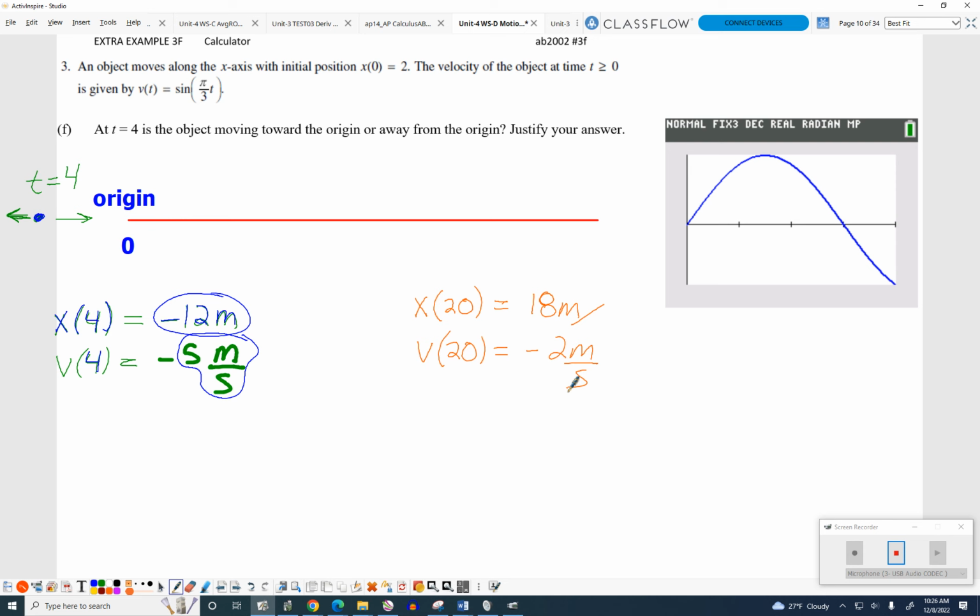So let's break it down. Charity, the 18, what is this telling you right here? All the details. What does that mean? That at time 20, the position is at 18. Good. Time 20, the position is 18. So am I right or left of the origin at time 20? Right. Good. I'm over here right of the origin at time 20.